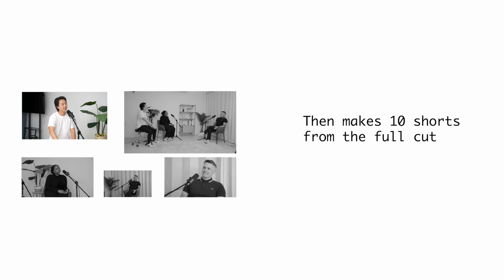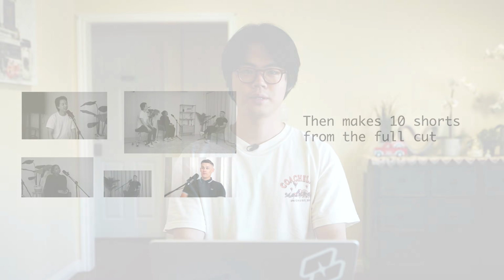Then the main edit. This is a full-length episode, so it's switching between the cameras based on who's talking, cutting the dead air, the false starts, the crosstalk, basically everything you'd normally spend your evening on. Then it takes that finished episode and cuts 10 shorts from it. Then every short gets animated captions and gets rendered vertical, ready to post.